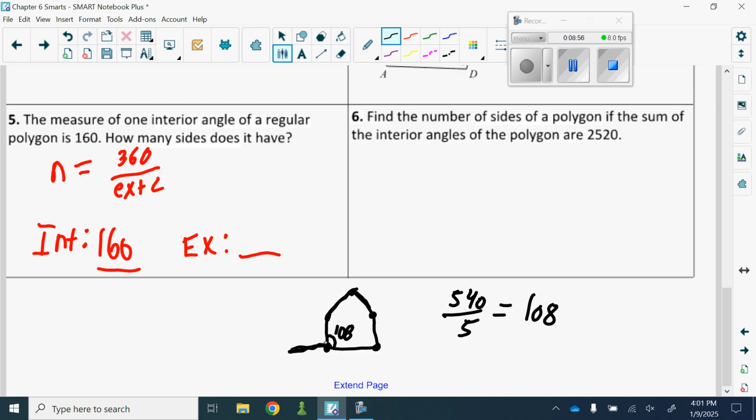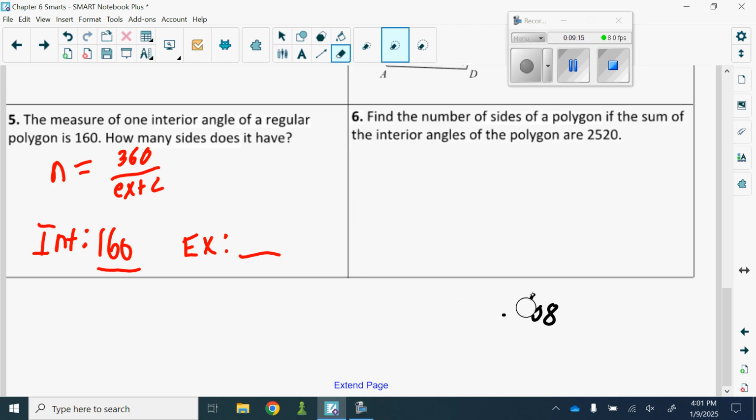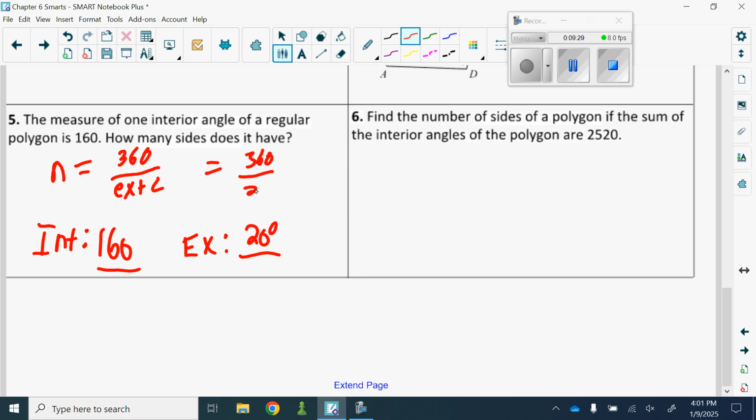So if I wanted to find the exterior angle, those lie on a straight line together. So I could just do 180 minus 108, and that could be how I get the exterior angle. So that would make this 72. Similarly here, the interior and exterior angle are on the same line, so they should add up to 180. So 180 minus 160 is 20 degrees. So we get 360 divided by 20, which goes to 18.